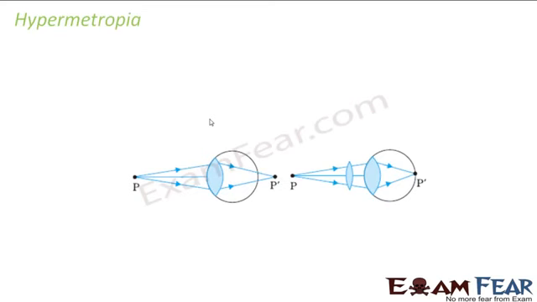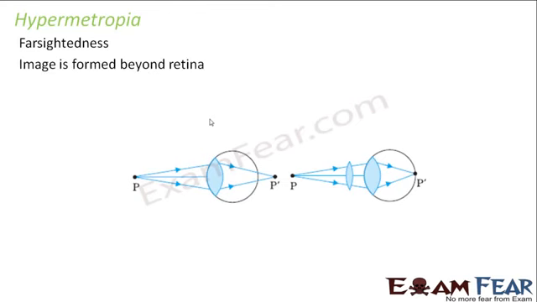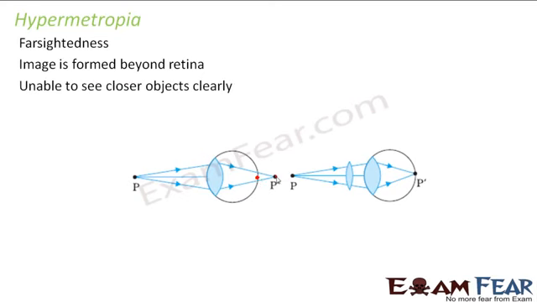Let us now talk about the next one, that is hypermetropia. Hypermetropia is just the opposite of myopia. It is far-sightedness. That means in this you can see the distant objects clearly. Far objects, good sight. So far-sightedness. So you can see distant objects clearly, but not the nearby objects. So in this case, the image is formed beyond the retina. As you can see, instead of here, the image is formed here. So unable to see closer objects clearly.